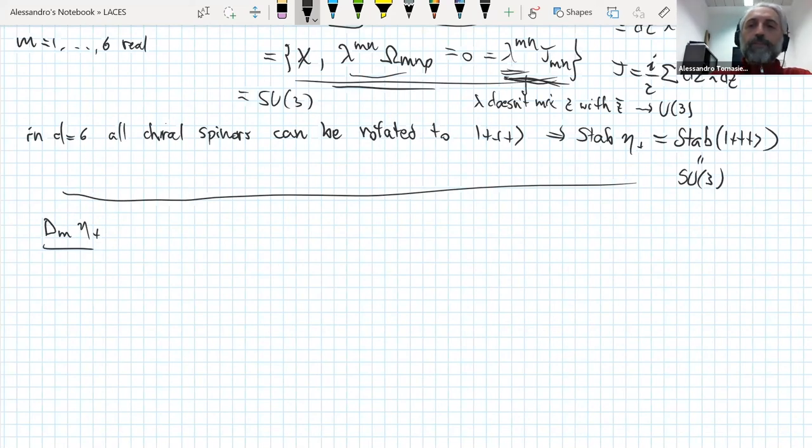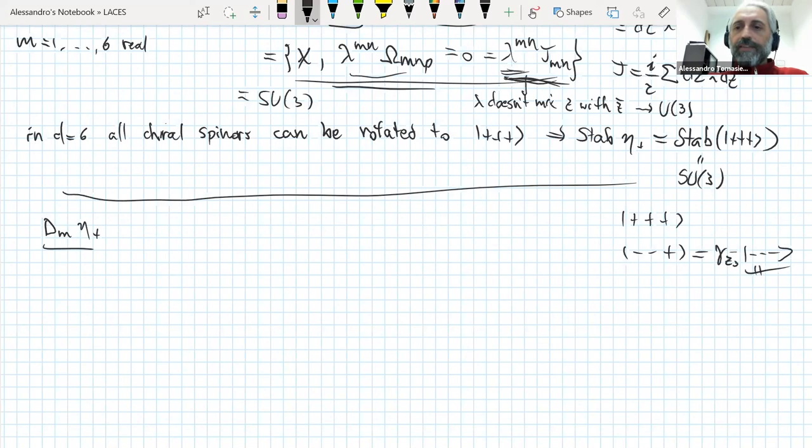Because, well, you see, this plus plus plus, and I can build from this a basis of chiral spinors. How? Well, minus minus plus, for example, will be one such guy. How do I attain this? Well, I can obtain it as the creator gamma z 3 bar from minus minus minus. Now it turns out that this is the Majorana conjugate of the spinor, which I usually call eta minus.